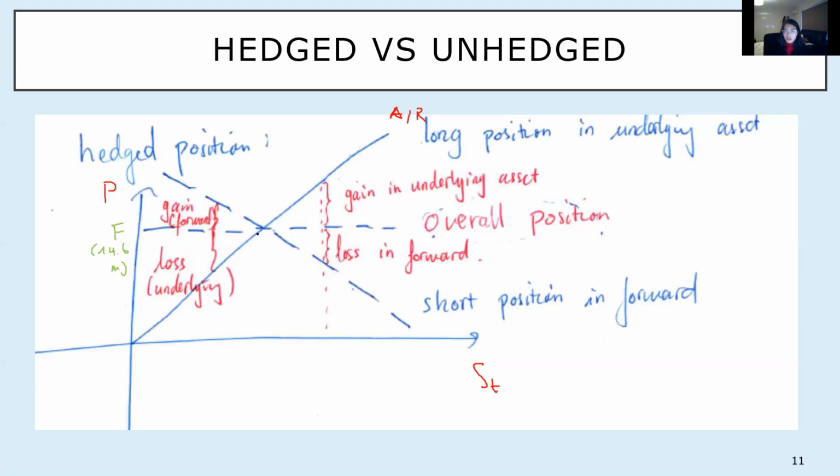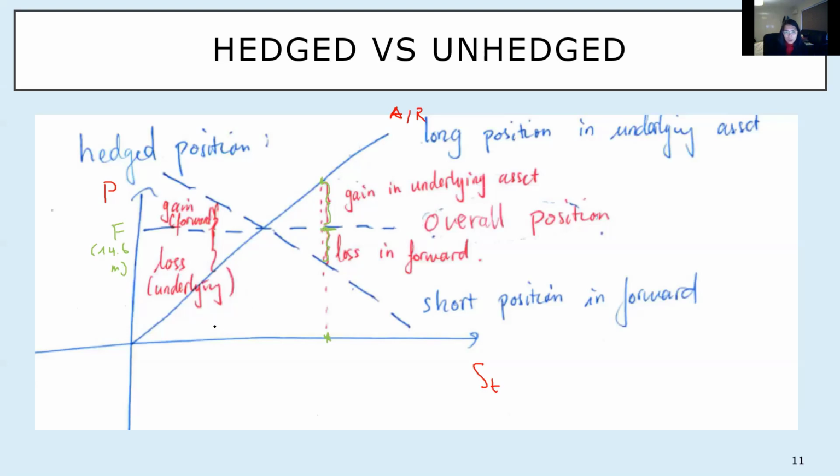Okay, so for example, when the spot exchange rate increases to here, in your underlying asset position, you will make a gain. Okay, so when you convert the pounds back into the dollar, you get a higher proceeds. However, you're going to make a loss in your forward, and this will offset the gain that you make in your underlying asset. Okay, so that overall your position stays here.